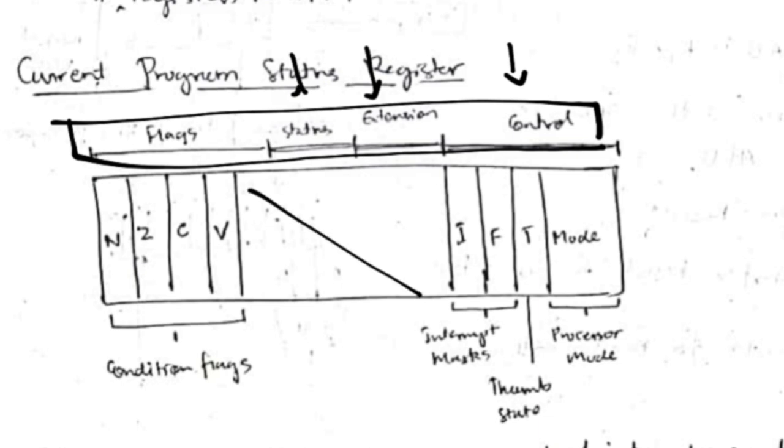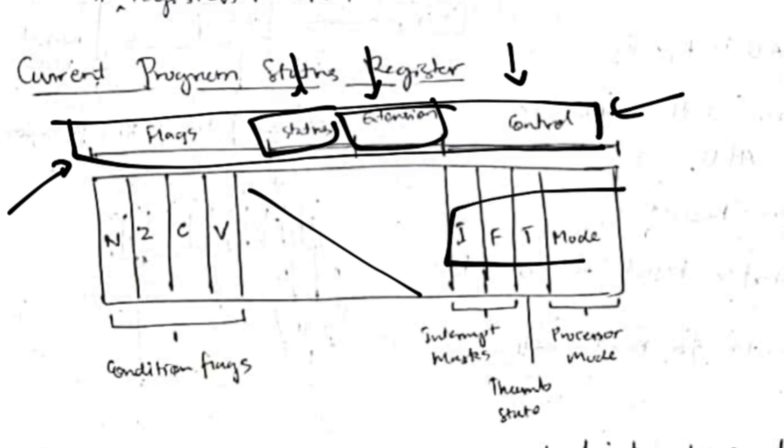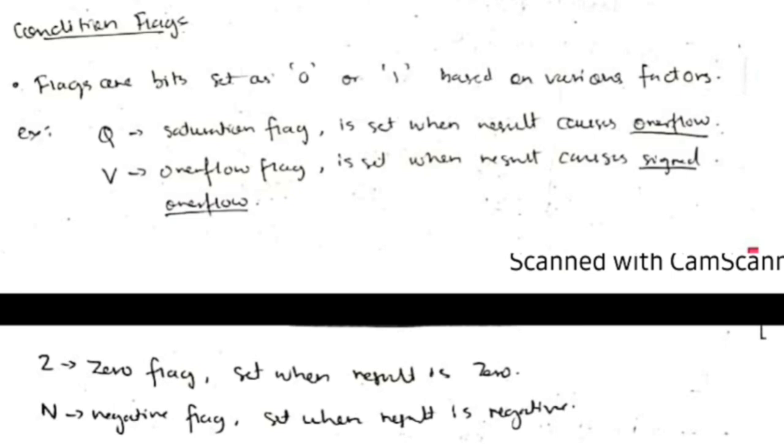And these 2 parts will not be used, status and extension. They will be kept blank for future use. And the only parts which we need to focus upon are flags and control. This will have all the control codes in it, and the flags will have the condition codes. The conditional flags will be specifying if a particular result is true or false, okay.